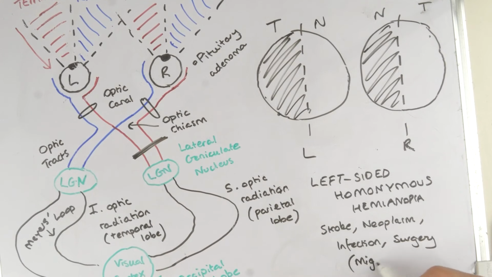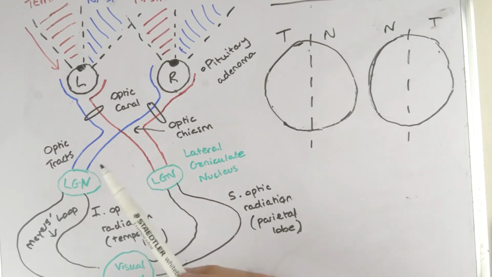And this type of vision loss can also be an aura for some people of an impending migraine, an aura being a sign that someone is about to experience the pain that comes with a migraine. So that's the optic tracts dealt with.